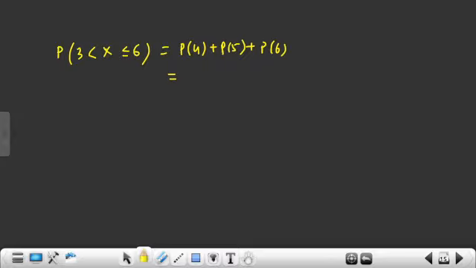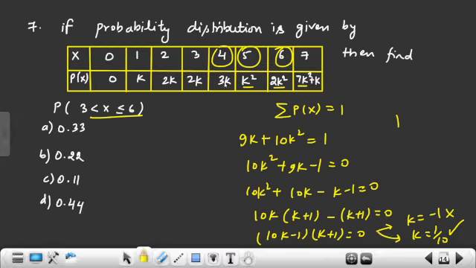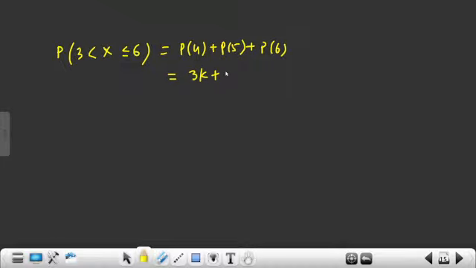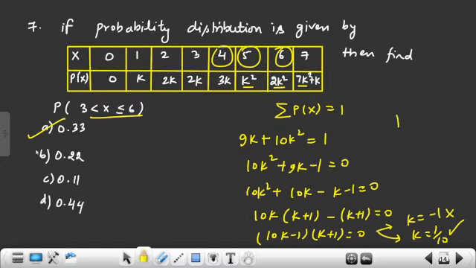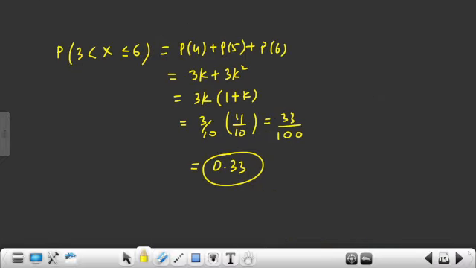Now what are the values? Let's take a look. 3k plus 3k square. K is 1 by 10, basically 3k common, 1 plus k. K is 1 by 10, 3 by 10, 1 plus 1 by 10, 11 by 10. So 33 by 100, and it is 0.33. So what is my answer here? Option A, 0.33. Very simple problem, not so much hard. Let's move to the next one.